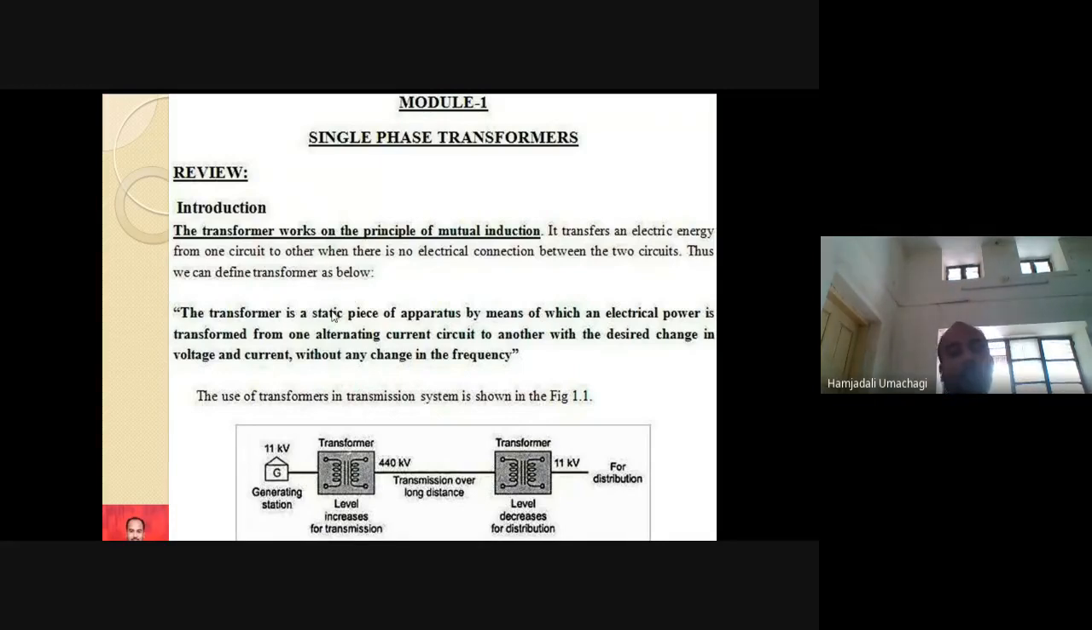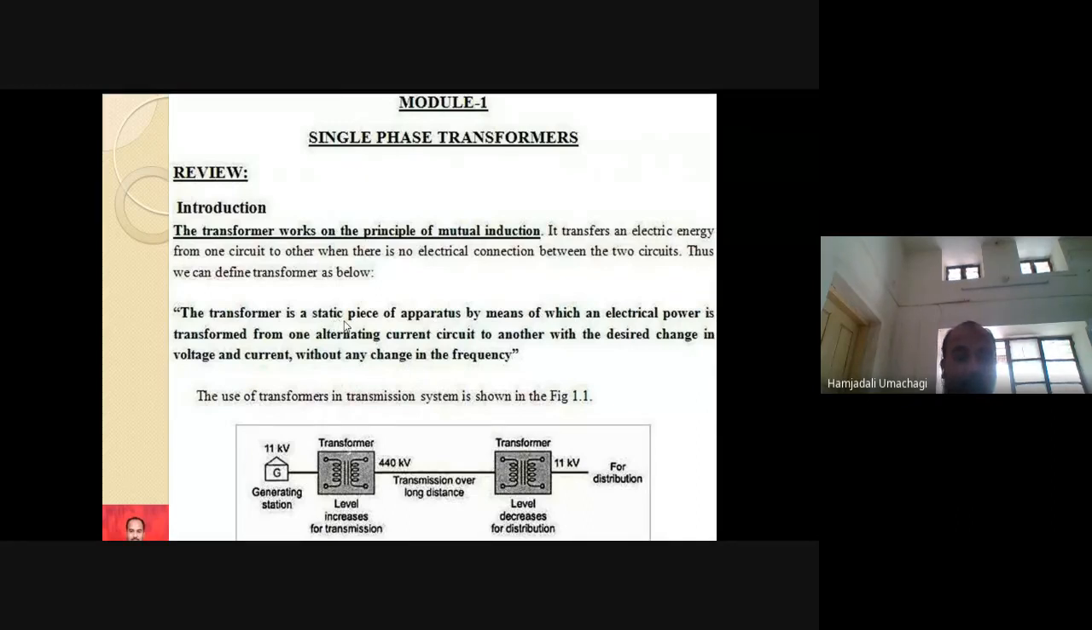So let us see the definition of the transformer here. The transformer is a static piece of apparatus by means of which electrical power is transferred from one alternating current circuit to another with the desired change in voltage and current without any change in the frequency. Many times in the electrical machines laboratory viva, the first question they put in front of you is: define transformer. Then your answer should be: the transformer is a static piece of device or apparatus.